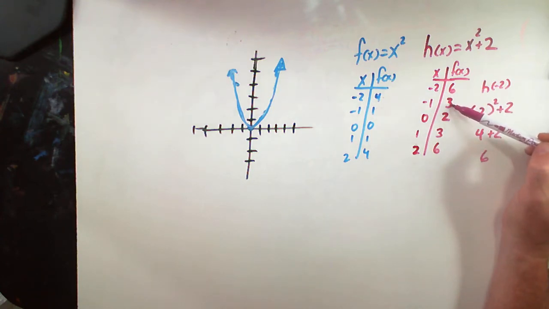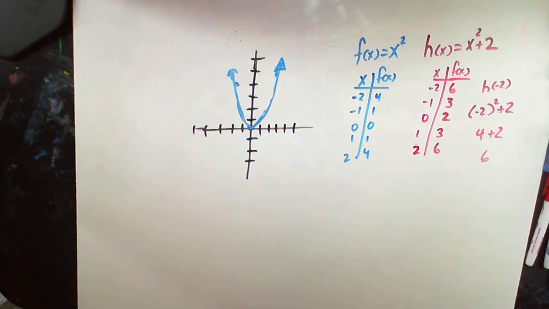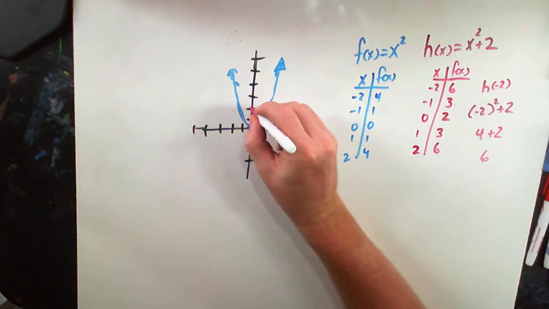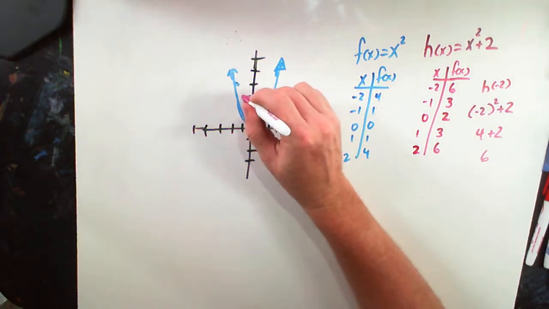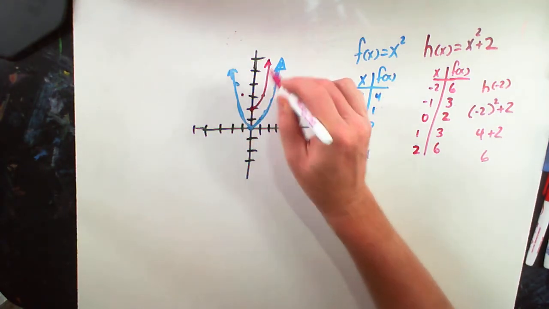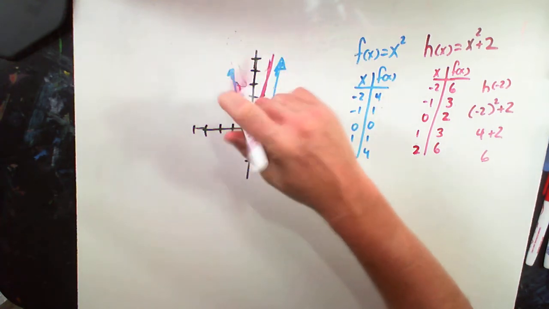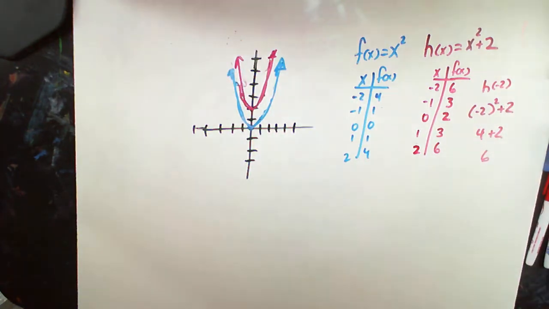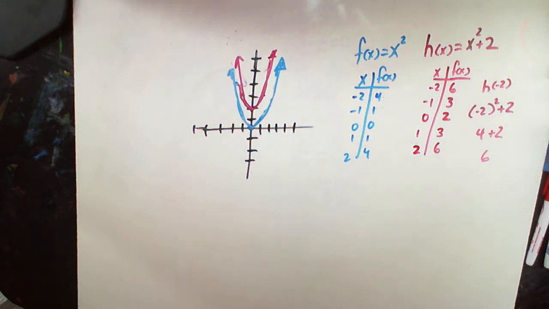The distance between 3 and 2 is 1. The distance from 2 to 3 is 1, and 3 to 6 is 3. So the shaping of this is the exact same as the shaping of that. Each point that we found on this graph, there is an equivalent point that is 2 units up. So the shape of the new graph is the exact same shape. Adding 2 to the outside shifts up.